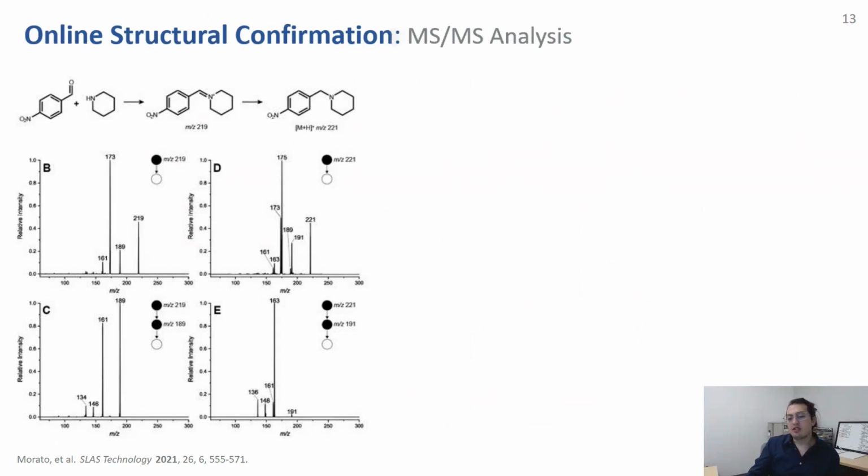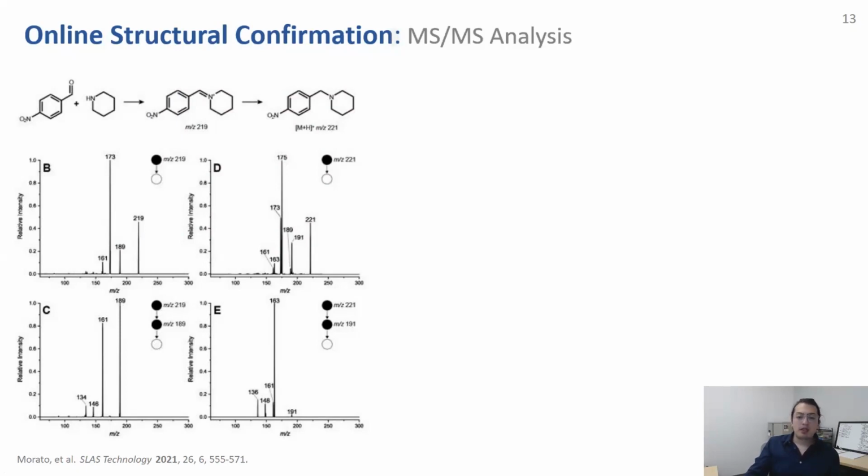And this is an example of the same reaction, just I think different reagents. The final product expected is 221, but you see another unexpected peak at 219. So what is this? Well, if you think about the mechanism of reaction, it's easy to know. It's just the imine, the non-reduced intermediate towards the amine.